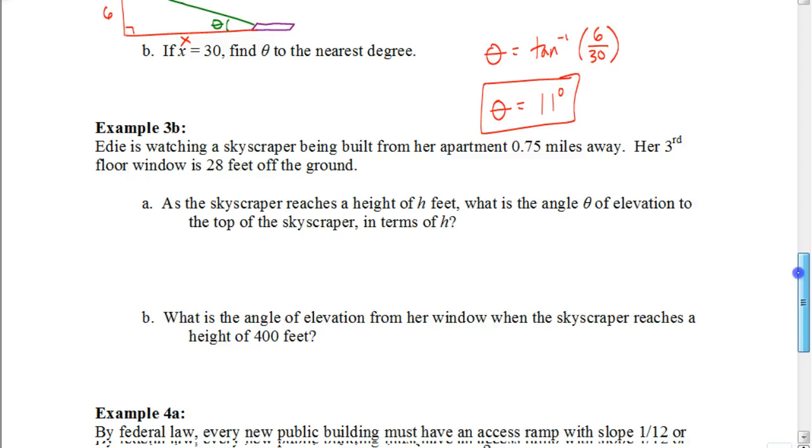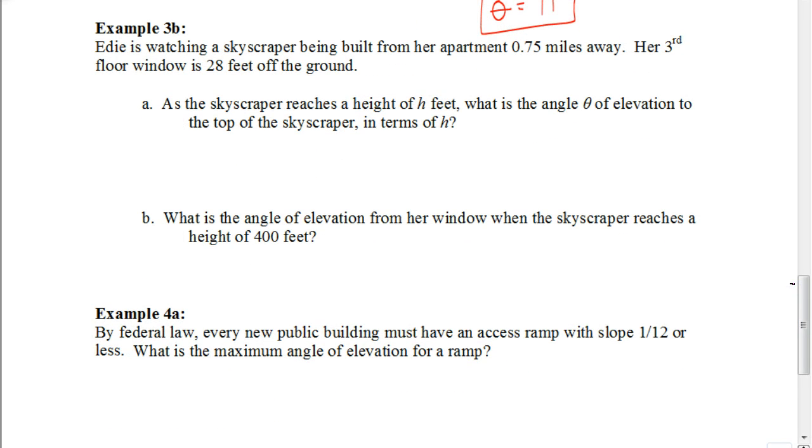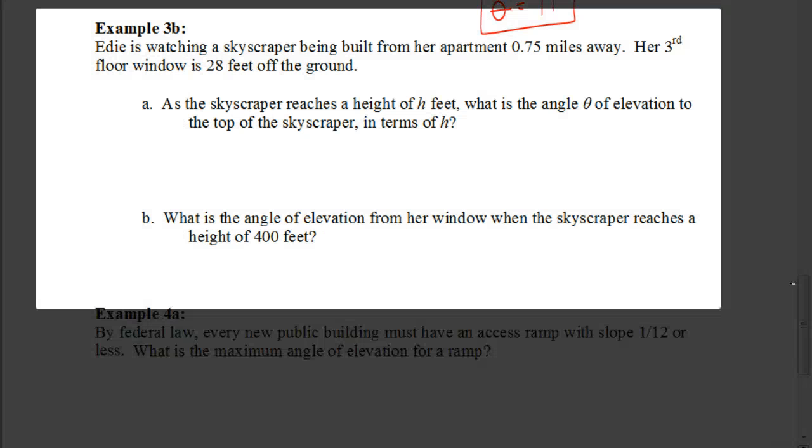Okay, let's look at the next one. I'm going to help you get this one set up and we'll do this one together. It says, Edie is watching a skyscraper being built from her apartment 0.75 miles away. Her third floor window is 28 feet off the ground. As the skyscraper reaches a height of h feet, what is the angle of elevation to the top of the skyscraper in terms of h?